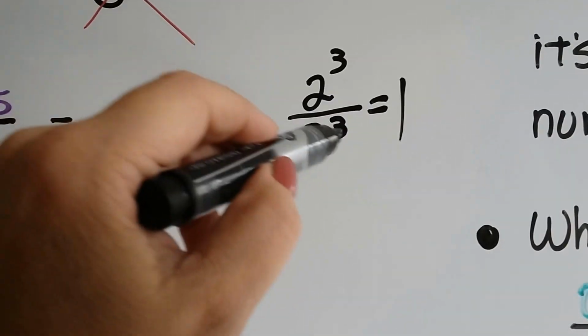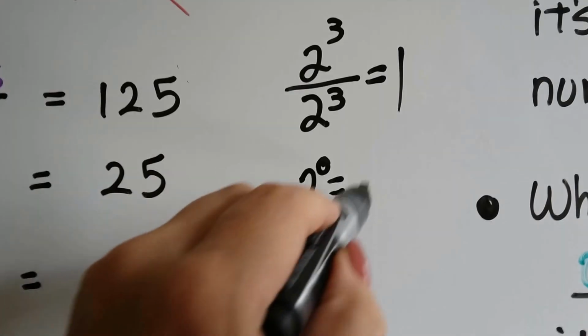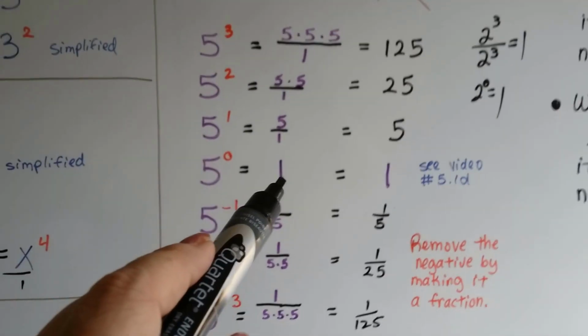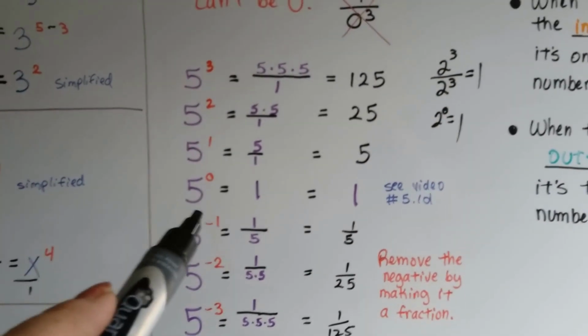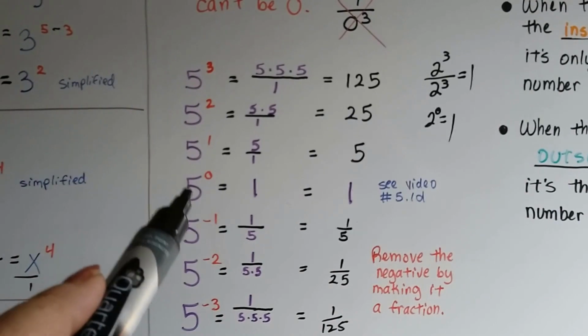But what if we did 3 take away 3? Wouldn't we have 2 to the 0 power? Yeah, we would. So it'd equal 1. Okay? So if you got 5 to the 0 power, that's going to equal 1. We're going to discuss this in 5.1d. Okay? We're going to talk about the zero exponent rule some more.